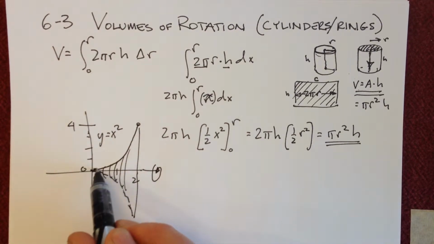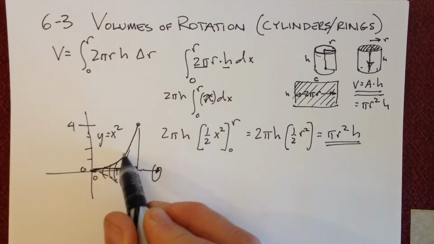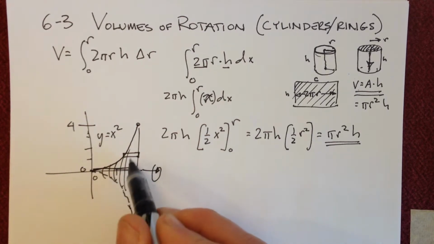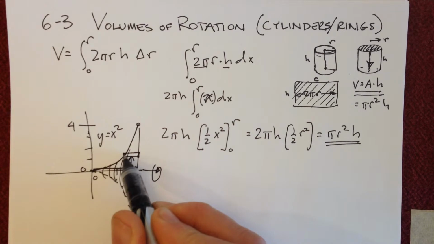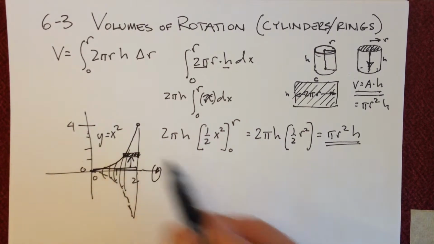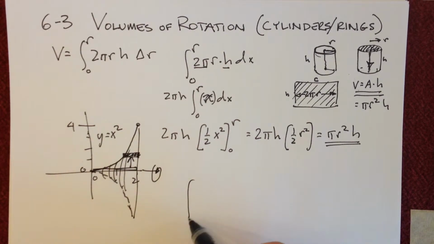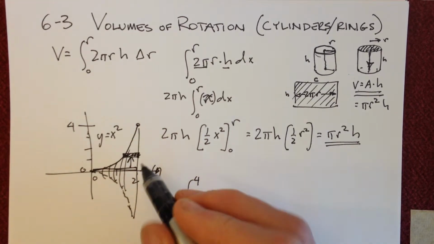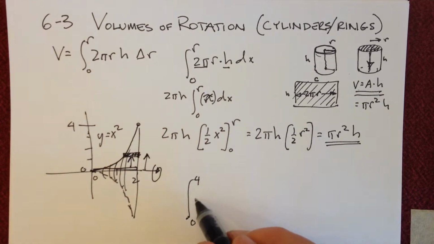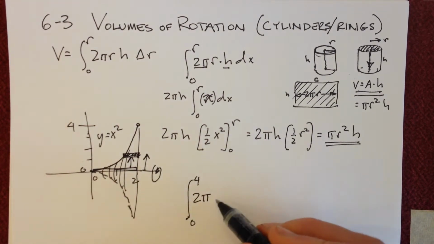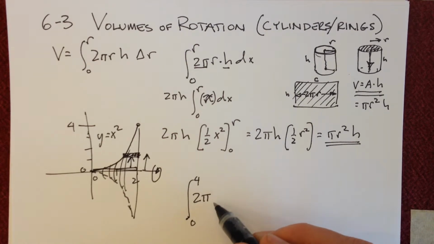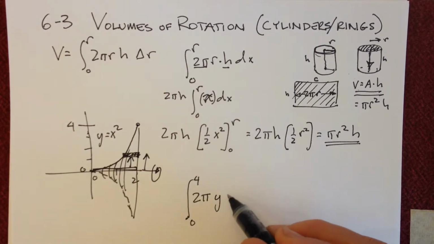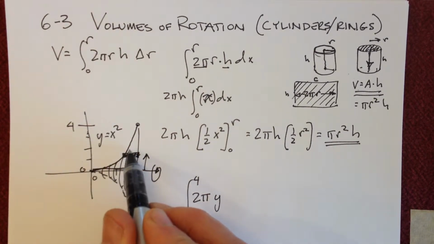We're going to let these rings start here in the center and move out. So I'm going to draw a typical ring like this that's moving in that direction. There's our ring. To do this integration, we're going to integrate in terms of y from 0 up to 4. So we're moving this way. It's going to be 2 pi, and then our radius is going to be our y value, and then we are going to multiply that times the height of this.